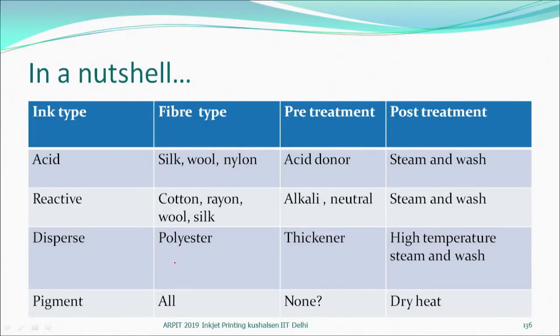In a nutshell, if you look at that, you can have acid inks which can dye silk, wool, nylon. A pre-treatment would be required so that you have an acid donor, because they require an acid medium. Post treatment, steam or wash.